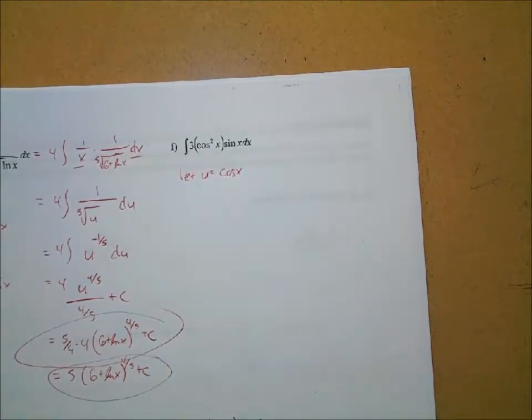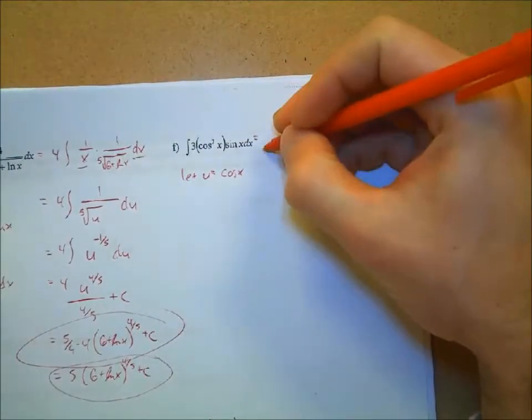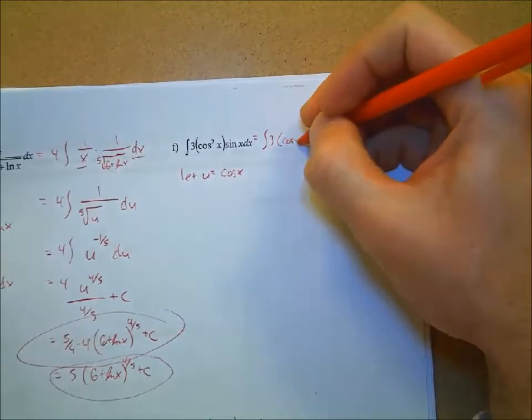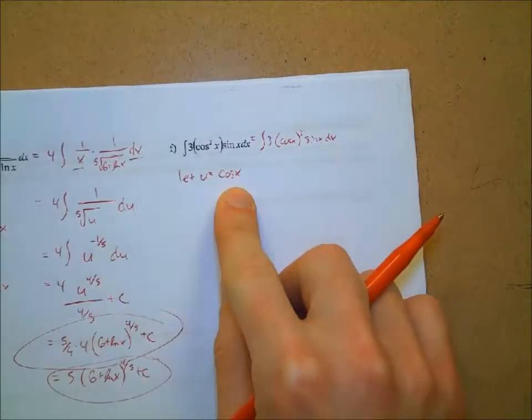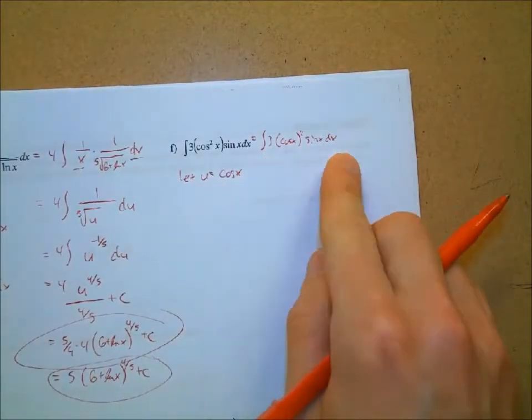We can think of this as integral 3 cosine of x quantity squared sine of x dx like that, right? Isn't it the same thing? And so that cosine of x is inside, it's being squared. Is our u, our cosine of x here, is its derivative in the integral here? Yeah, it is, right? There it is, okay?